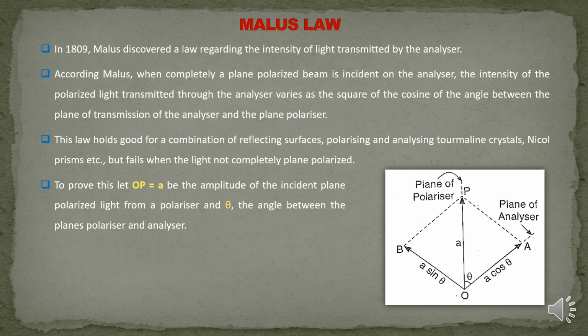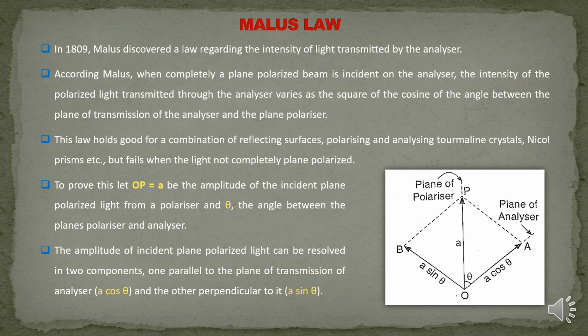To prove this, let OP is equal to A be the amplitude of incident plane polarized light from a polarizer and theta the angle between the plane of the polarizer and the analyzer. The amplitude of incident plane polarized light can be resolved into two components: one parallel to the plane of transmission of analyzer as A cos theta and the other perpendicular to it as A sin theta. The component A cos theta is transmitted through the analyzer.